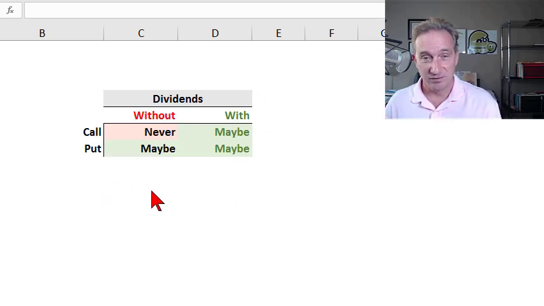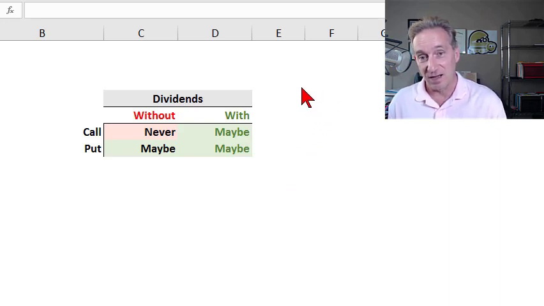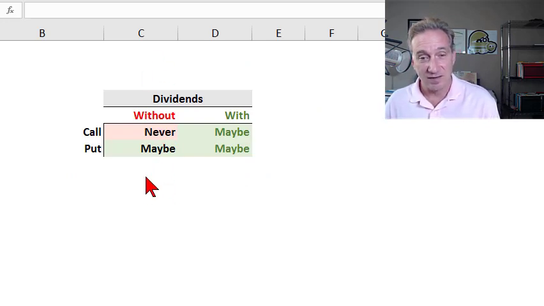I start here with the superficial rule set that answers the question, is it optimal to exercise early the American style option? If we can exercise early, by definition, it's American style. And so you can see we have four scenarios here. If it's a stock that does not pay a dividend, so it's an option on a non-dividend paying stock, that's this column here. And you can see the call option, we say mathematically, should never be exercised early. And the put, it might be optimal to exercise early.